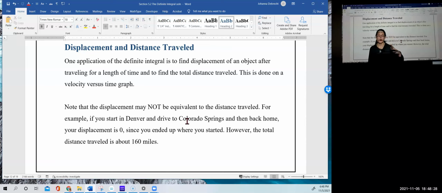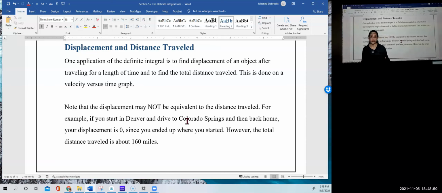So imagine that you're at home and you drive from home to Colorado Springs, and then you drive back home. You may have driven a distance of about 160 miles, but your displacement, since you're back where you started, is 0. If you're back where you started, you're back to a displacement of 0.